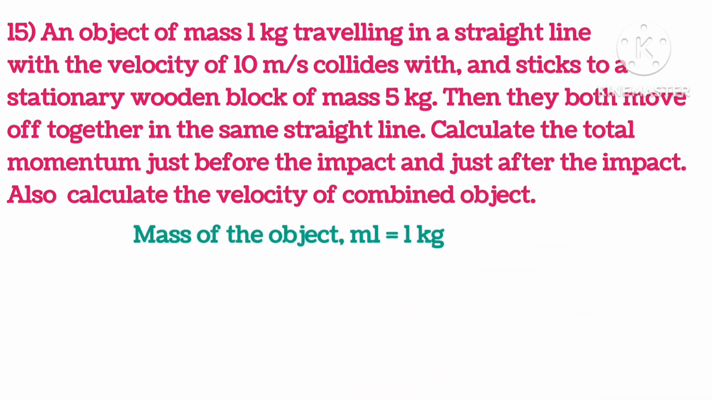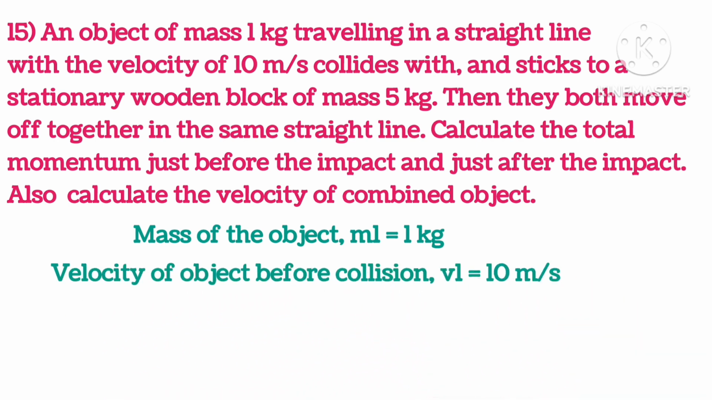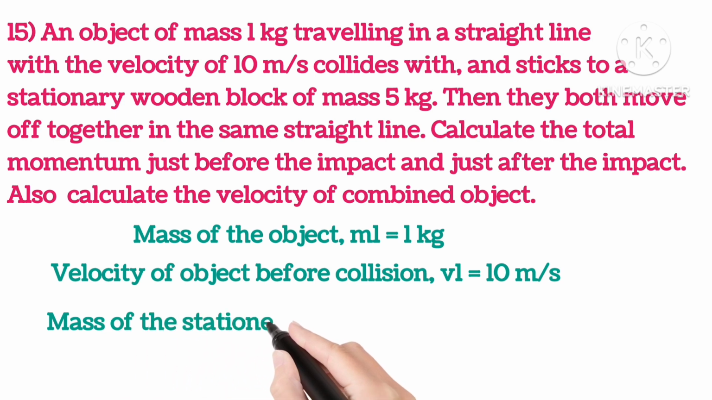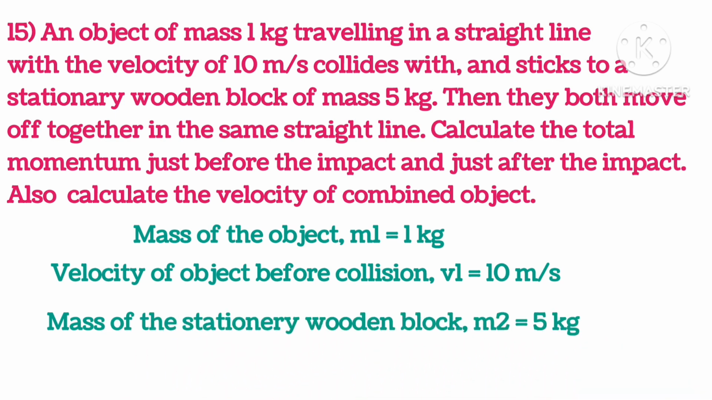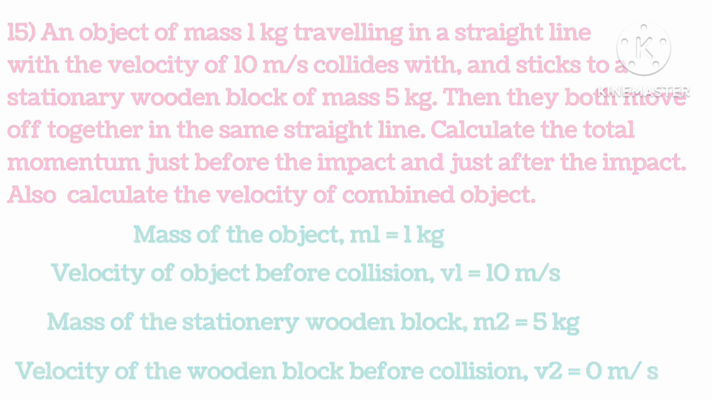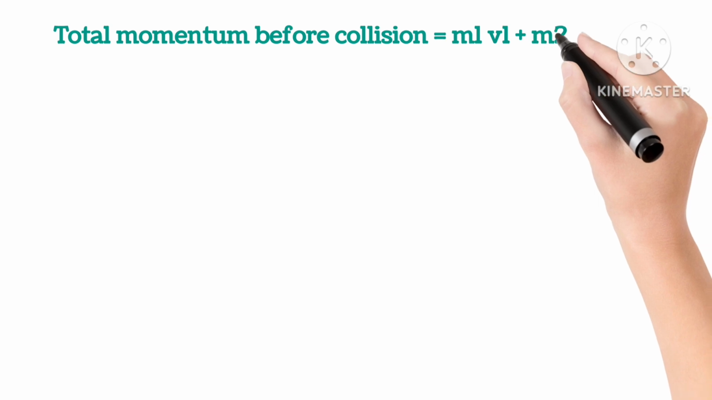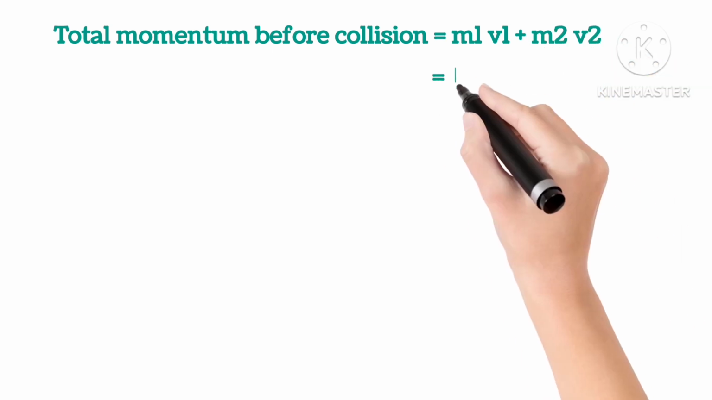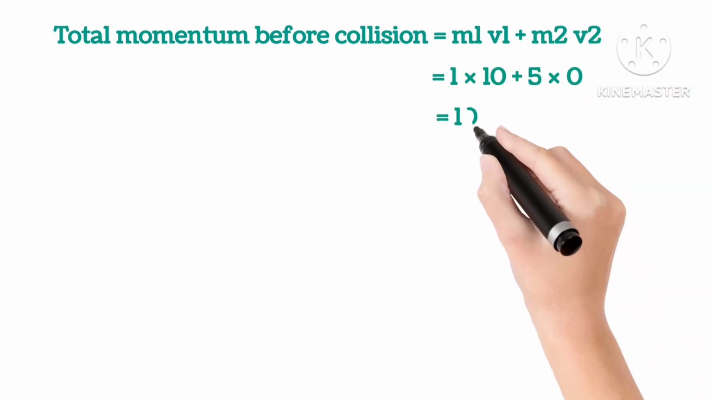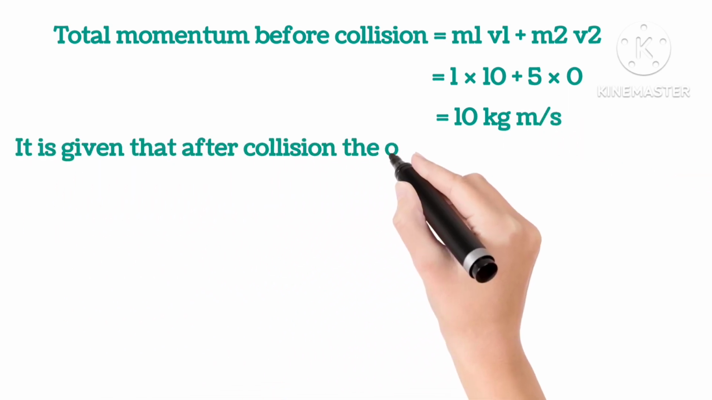So the mass of the object m1 is 1 kg. Velocity of the object before collision, v1, is 10 meter per second. Mass of the stationary wooden block, m2, is 5 kg. Velocity of the wooden block before collision, v2, is 0. Total momentum before collision is equal to m1 v1 plus m2 v2. Now putting the values here, we get the total momentum before collision as 10 kg meter per second.